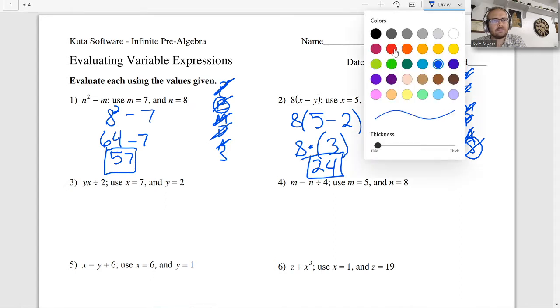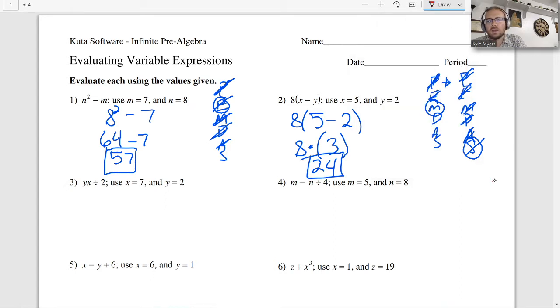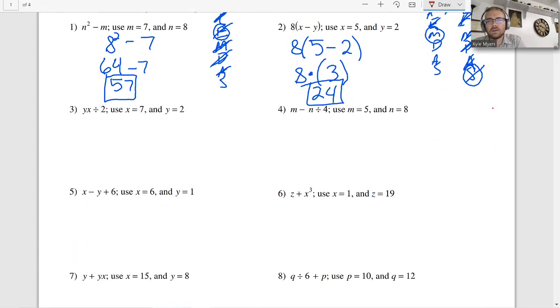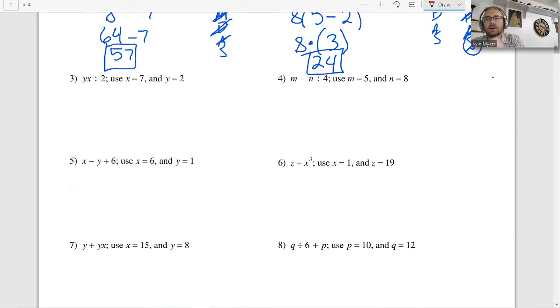Let's change colors. Let's go red this time. So next we have number 3 and number 4. So I'm going to go ahead and just go in.